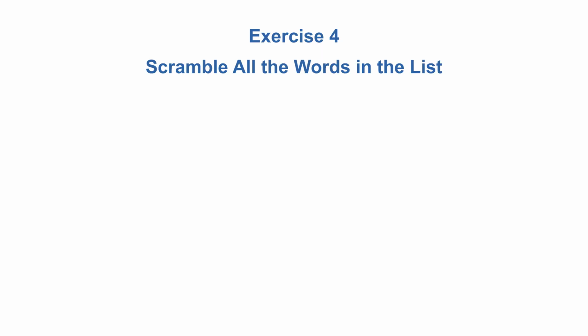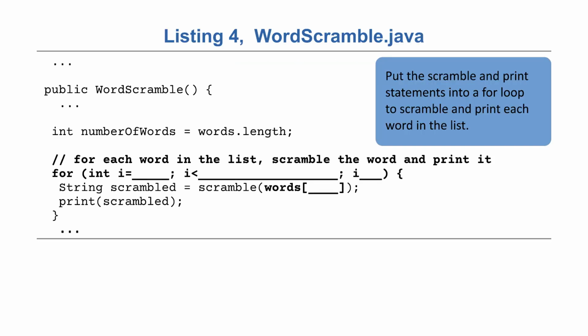So now you know how to use the first word in the list, the last word in the list, and how many words are in the list. That's all the information you need to create a for loop. Exercise 4. Scramble all the words in the list. Put the scramble and print statements into a for loop to scramble and print each word in the list. Run it. What happened? It should have produced a list of 12 scrambled words. If you don't like how it scrambled some of the words, run the program again.